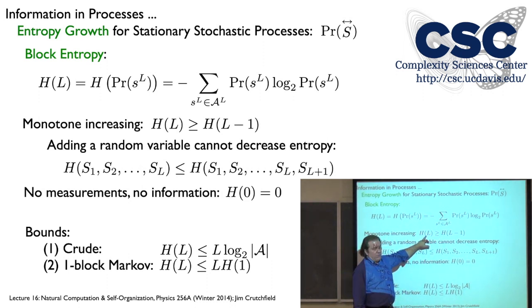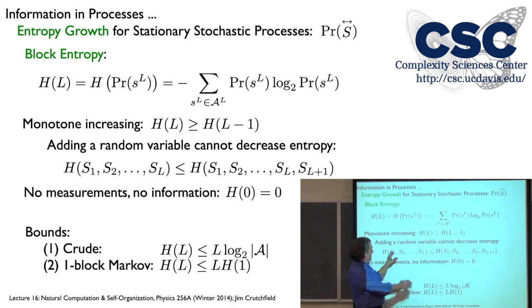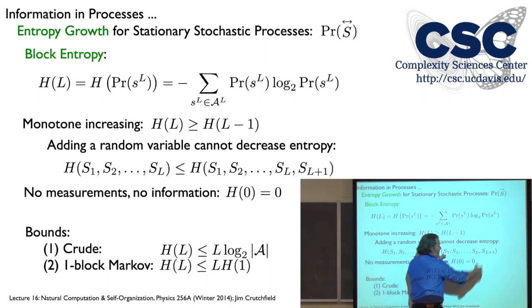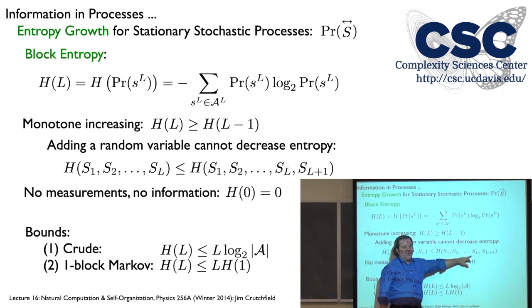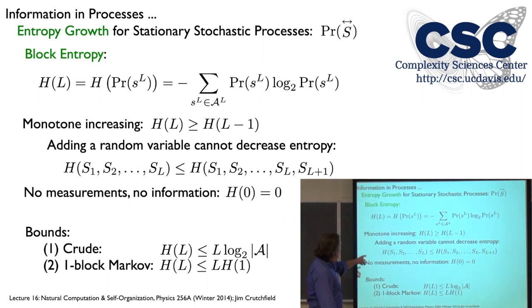So the entropy of longer words basically doesn't decrease. The way to think about this is, if I had a joint distribution and I add another random variable, at best it adds no new information. Typically there'll be some more information there. So you add on more random variables, there's more uncertainty. So this thing grows monotonically with L.